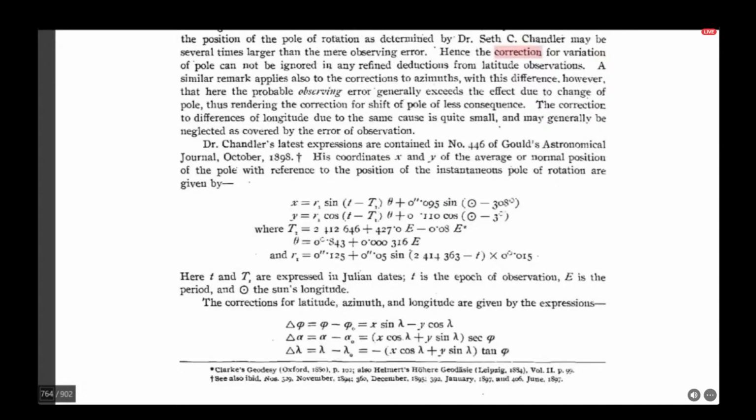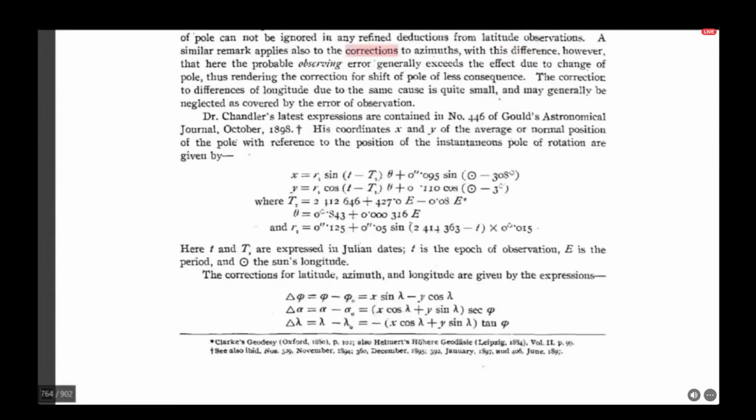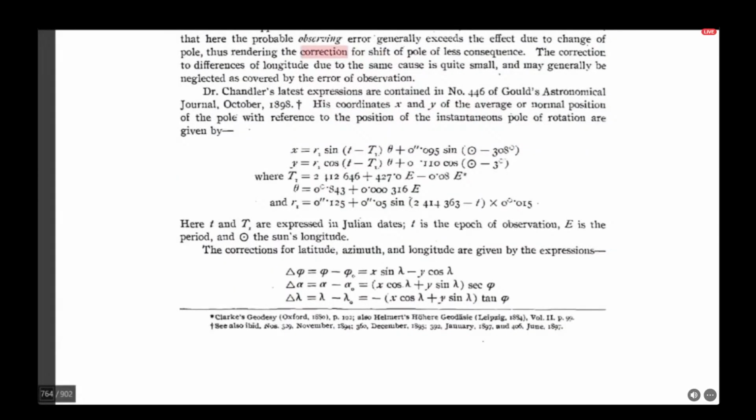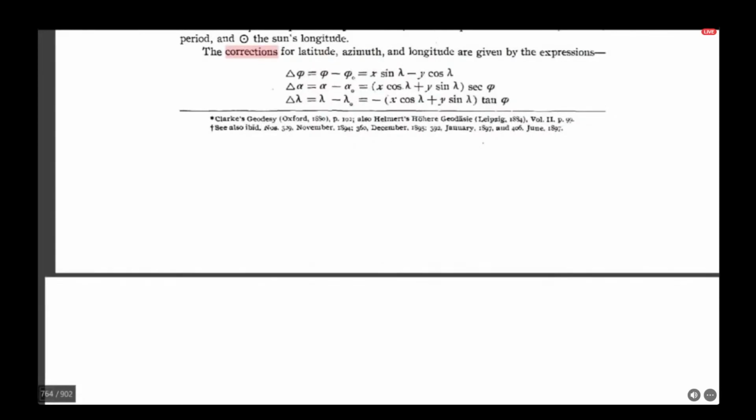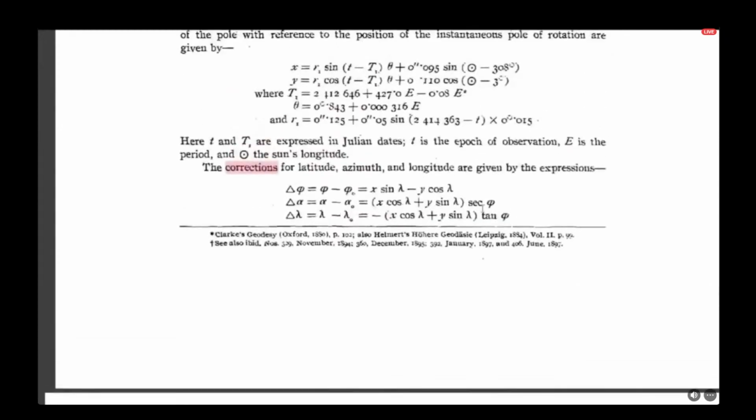Corrections to azimuth with this difference. Probable observer error generally exceeds the effect. Sure. Oh, look, a shift of a pole of less consequence. The corrections for latitude, azimuth, and longitude. Again, what are these correcting to? We saw in the beginning from our prediction, they're adhering in corrections to a spherical coordinate long lat system.